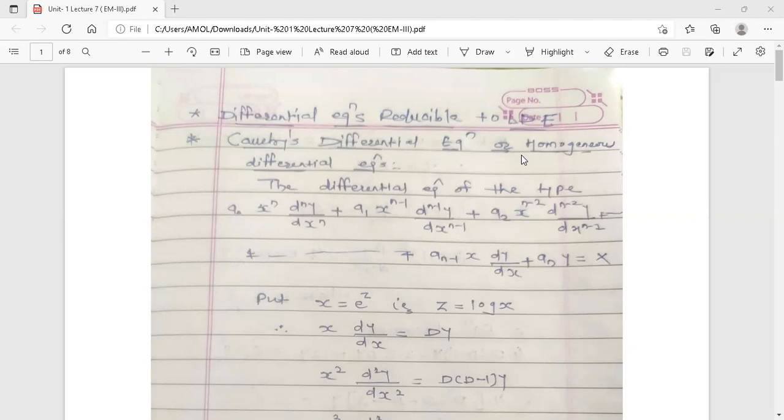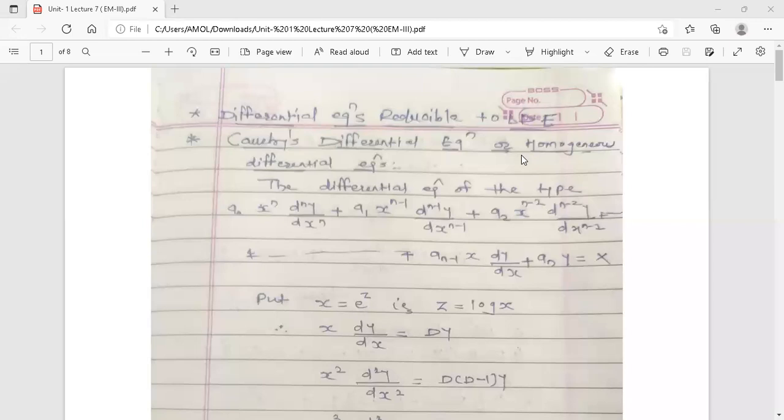The differential equation of the type a naught x raised to n into d^n y by dx^n plus a1 x raised to n minus 1 into d^(n-1) y by dx^(n-1) plus a2 x raised to n minus 2 into d^(n-2) y by dx^(n-2) plus so on up to a_n y is equal to X.